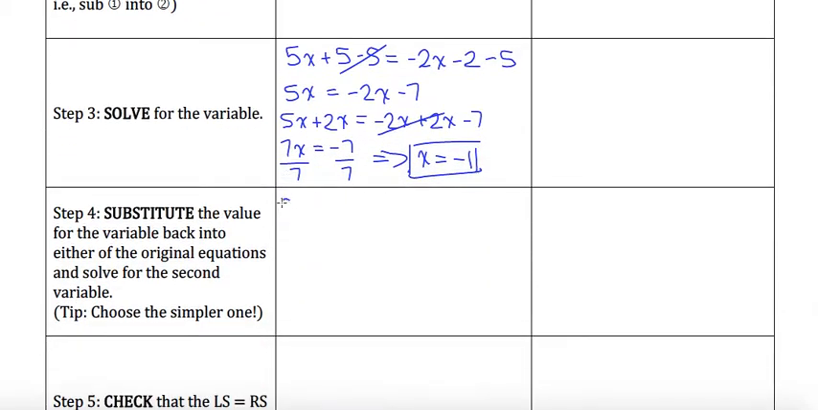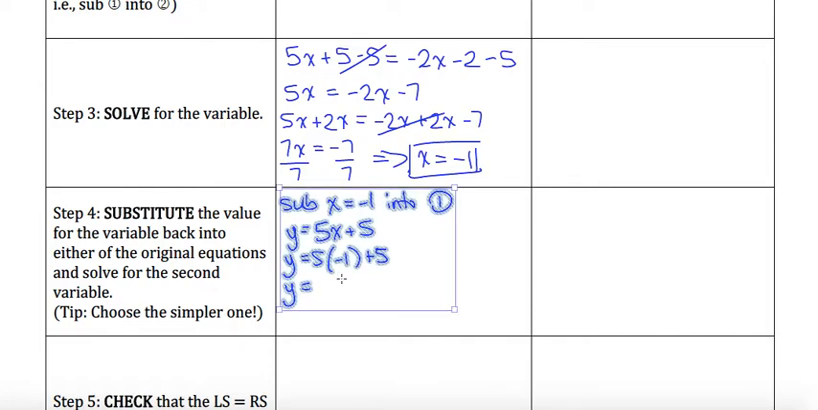So sub x equals -1 into equation 1. So equation 1 was y equals 5x plus 5. So y equals 5 times -1 plus 5. Y equals 5 times -1 is -5 plus 5, and y equals 0.